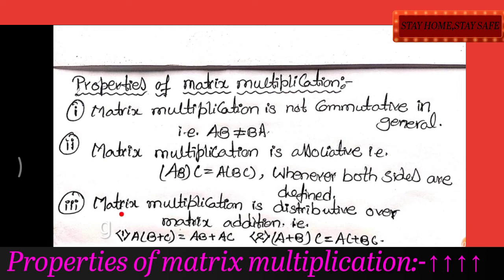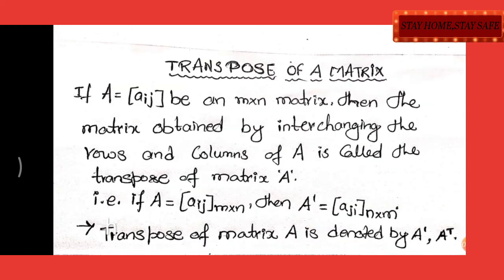Next it says that matrix multiplication is distributive over matrix addition. It is equally distributed over matrix addition. So A into B plus C is equal to AB plus AC, meaning AB and again plus AC. Here also it applies the same: A plus B into C is equal to AC plus BC. So what we have in the next is the transpose of a matrix.